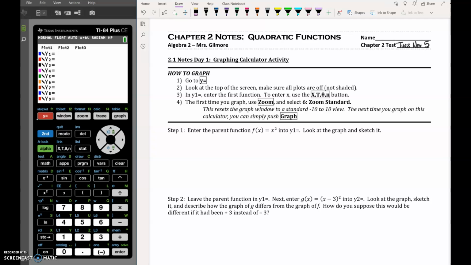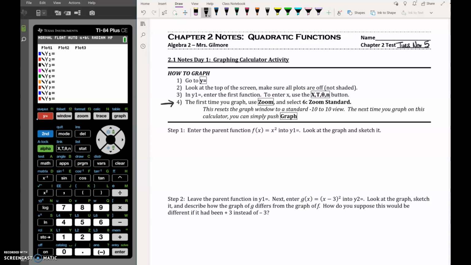In y1, enter the first function. Remember that x is that button that says X,T,theta,n. And if your graph ever looks funny, you can use step 4, zoom, and then select number 6. That resets your graph to -10 to 10, -10 to 10. So just keep that in mind. If you ever want to make sure your graph is normal, push zoom 6.